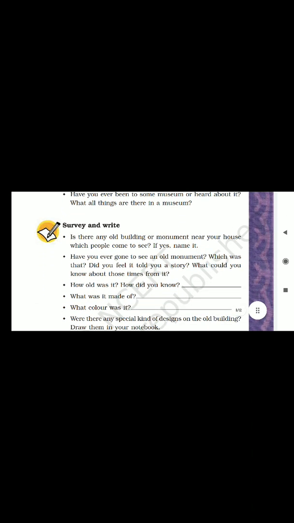Survey and write. Is there any old building or monument near your house which people come to see? If yes, name it. Is there any old building or monument?